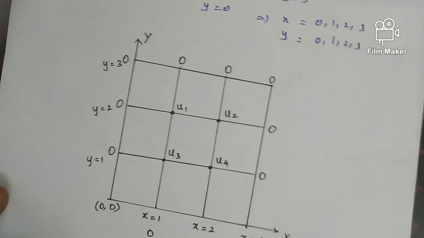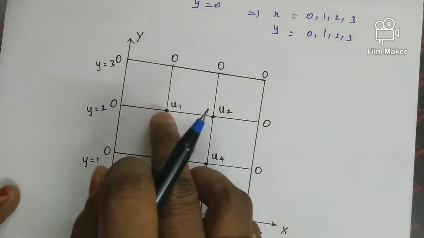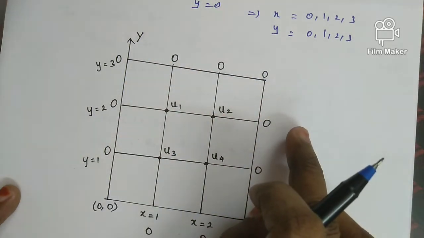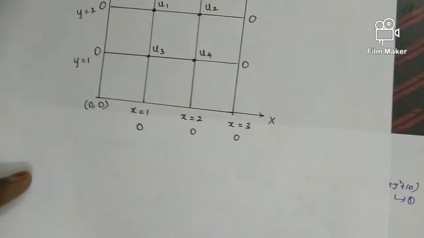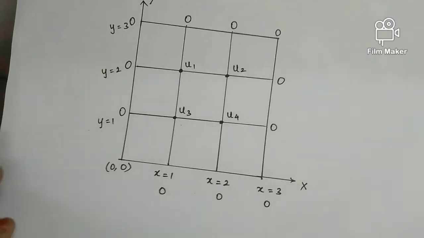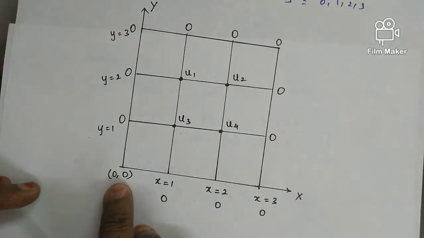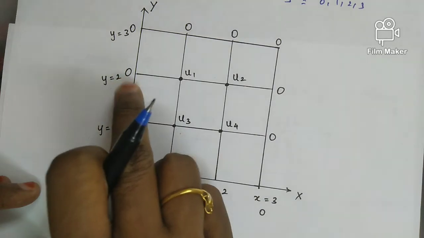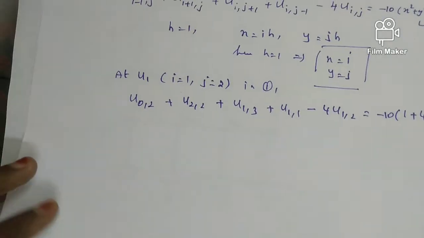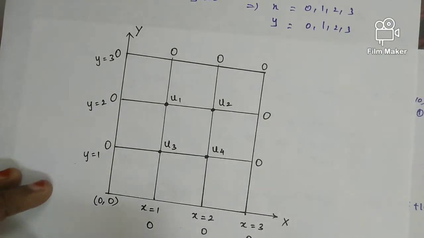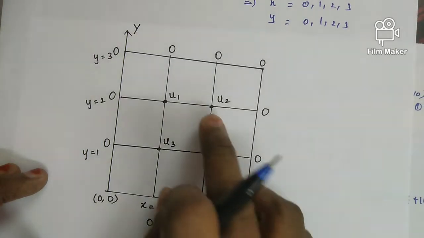Now, look at the diagram. In the diagram, u(0,2). Look at this diagram. This is our u1, u2, u3, u4. All the boundary values are u equal to 0. It's given that. Now, the first value is u(0,2), the first point we have written. That means i value is 0 and j value is 2. What is the value on the boundary? The boundary value is 0. So, instead of u(0,2), we can put 0, plus u(2,2).